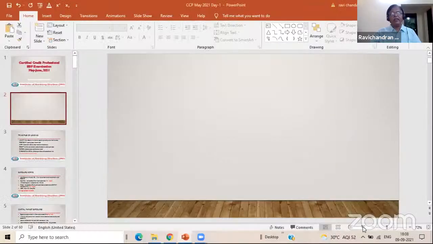One person has privately sent a message: once again, sir, could you please explain the LC EOQ calculation? Okay, I will take 5 minutes, because I explained it earlier without any screen. So I am explaining it further with the help of a screen. This is the question which I shared in the initial hours of the session.